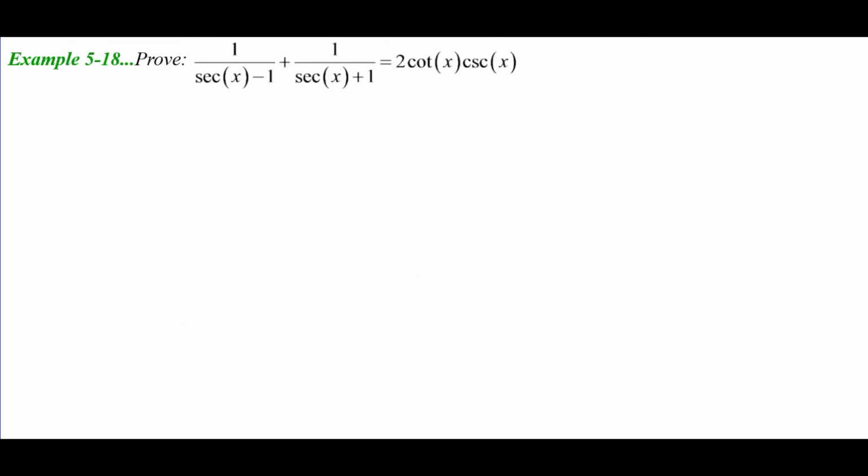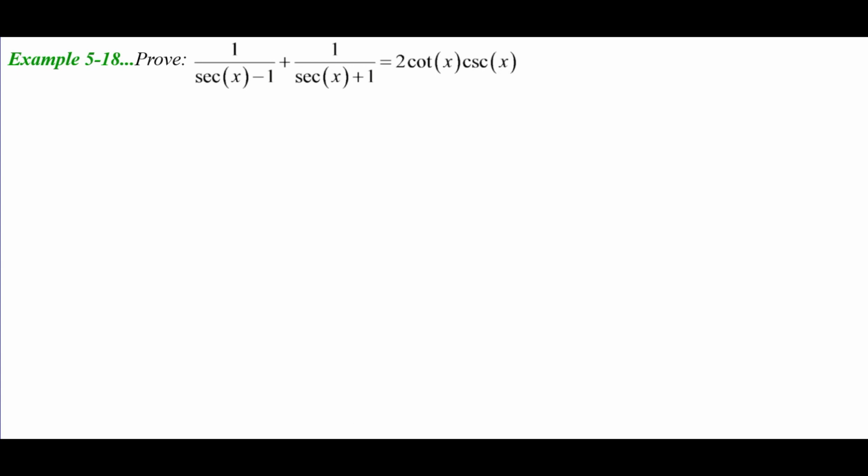Okay, here's another example. So we have 1 over secant x minus 1 plus 1 over secant x plus 1 equals 2 times cotangent x times cosecant x. So again, I can start on either side. I like to start on the side that has addition or subtraction on it because usually that allows me to combine into one particular fraction. So again, what I'm starting with here needs a common denominator.